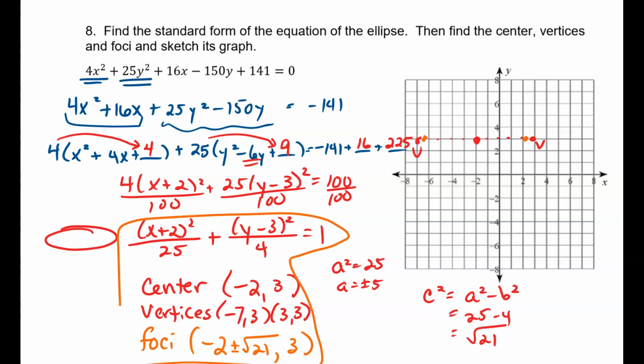So these are all the key components that we had to have, but to graph it, I actually have to know b. B squared was 4, so b is going to be plus or minus 2. So that allows us to go up 2 and down 2, so we have our co-vertices, so we can graph our ellipse with it. Okay.